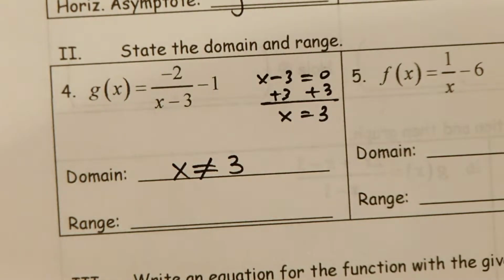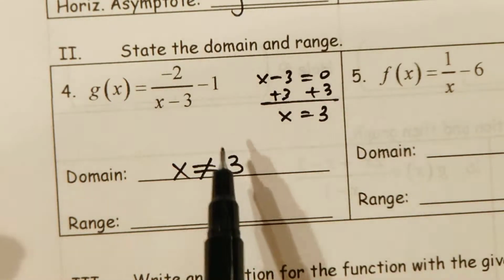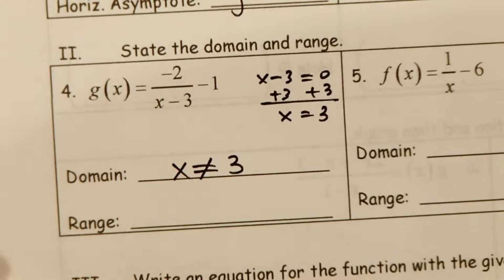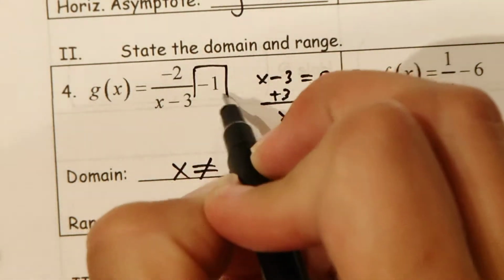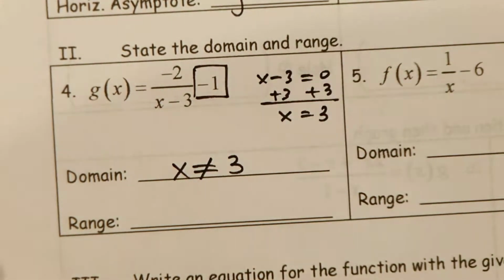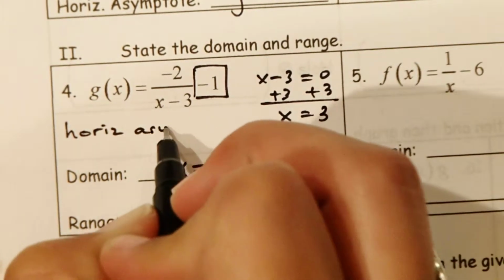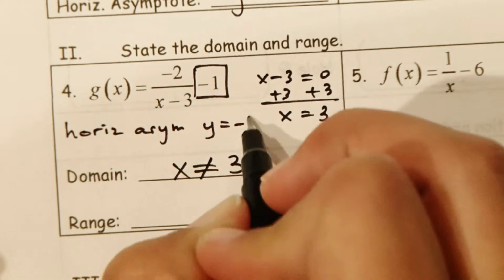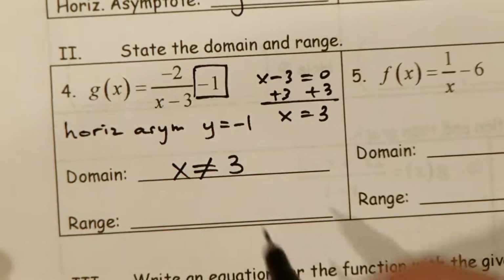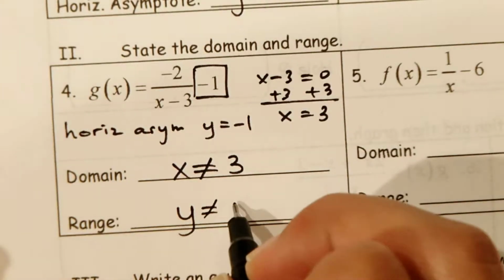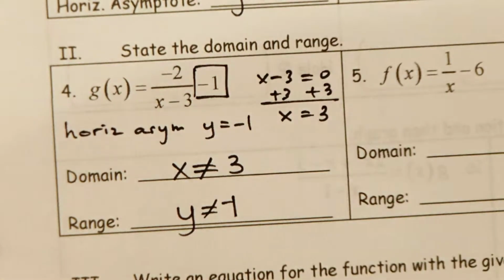Now the range: the asymptote occurs typically at 0 in the parent function. Now this one has been translated down 1, so our horizontal asymptote is at y equals -1. Therefore, y cannot equal -1, because they cannot equal the values of the asymptotes.